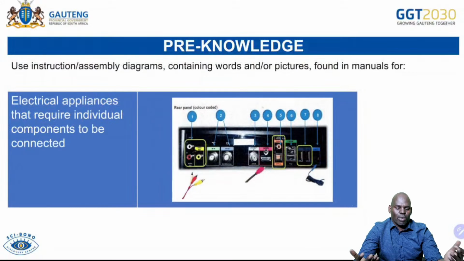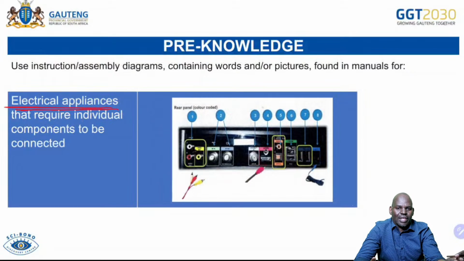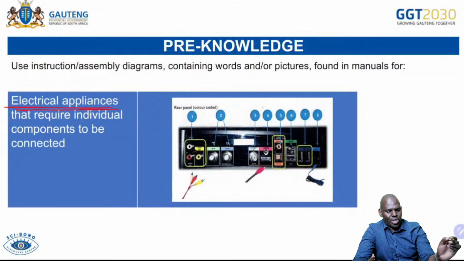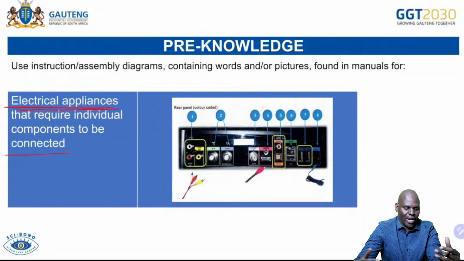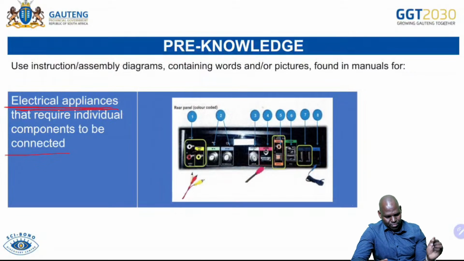Then again, you must also be able to use instruction or assembly diagrams containing words or pictures found in electrical appliances. When you connect electrical appliances, maybe if they bought a decoder, then you need to connect it to a TV and so on. There's a manual that you can use. That is just one example. In this case, it's electrical appliances that require individual components to be connected. If you want to connect electrical appliances, there's also a manual that can be used.